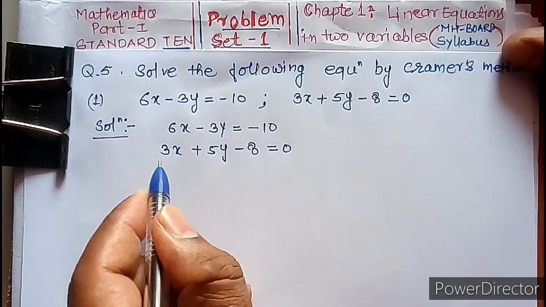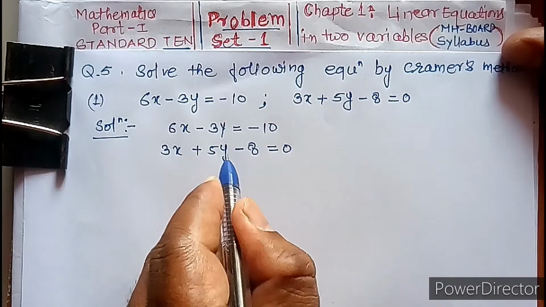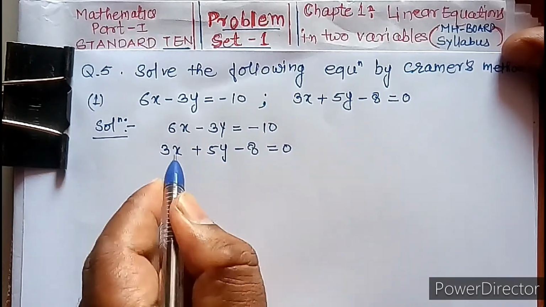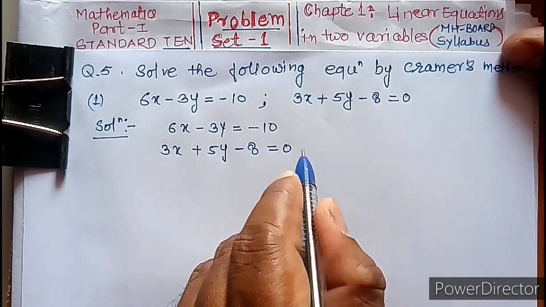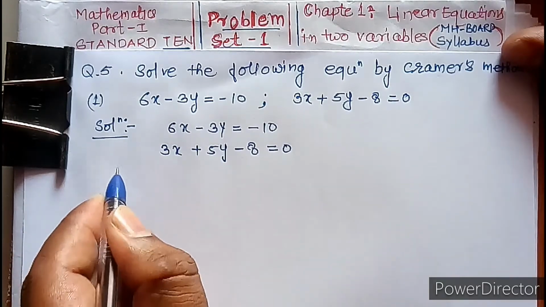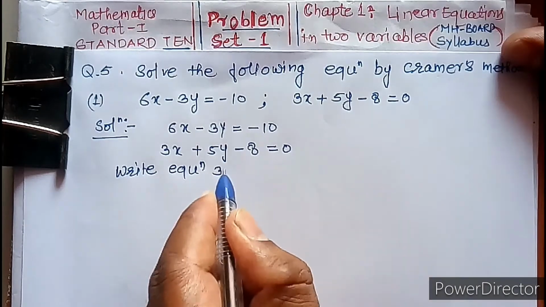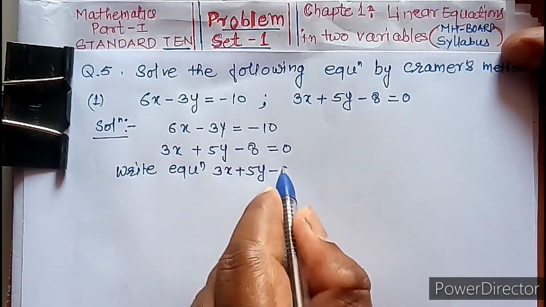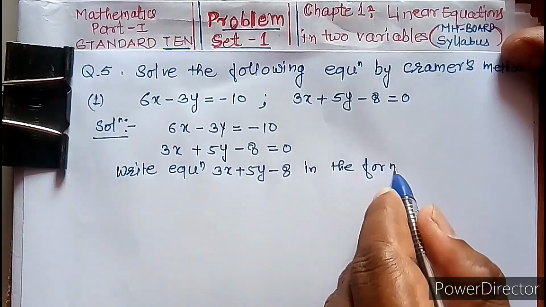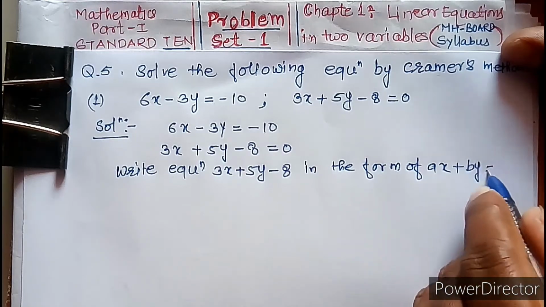Now here we see that this second equation is not in the form of ax plus by equals to c. Therefore write this second equation, that is 3x plus 5y minus 8 equals to 0, in the form of ax plus by equals to c. Therefore write equation 3x plus 5y minus 8 in the form of ax plus by equals to c.